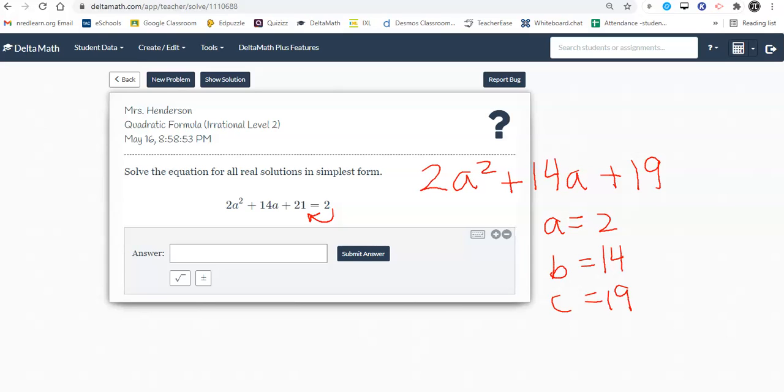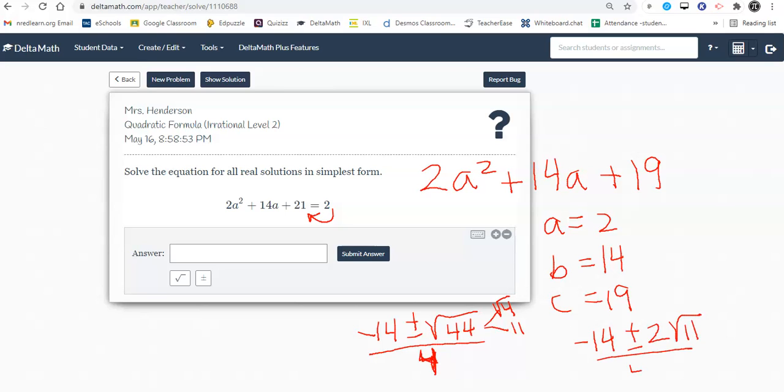So I'm going to get negative b plus or minus the square root of 44 all over 2a. All right, let's see if I can't reduce this 44. I know it's 4 times 11, and 4 is a perfect square. So I'm going to get negative 14 plus or minus, square root of 4 is 2, so that comes out, and this 4 stays behind. And these can reduce, so I'm going to get a 7, and up here I'm going to get a 1.